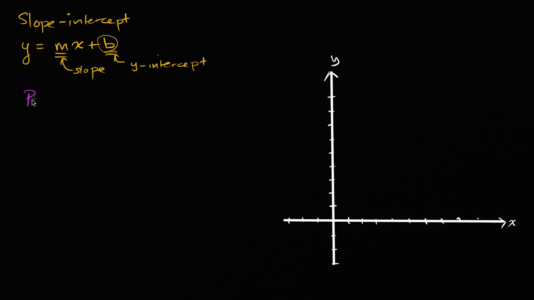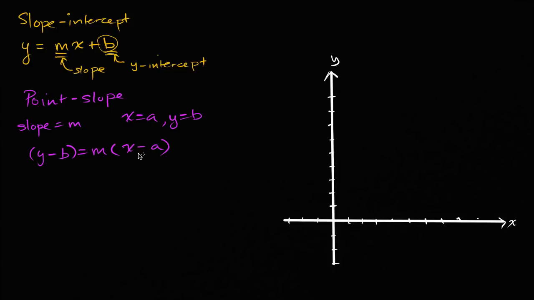Another way is point-slope form. In point-slope form, if you know that the line that represents the solutions of the equation has a slope m, and if you know that x equals a, y equals b satisfies that equation, then you can express the equation as y minus b is equal to m times x minus a. This is point-slope form, and we do videos on that.